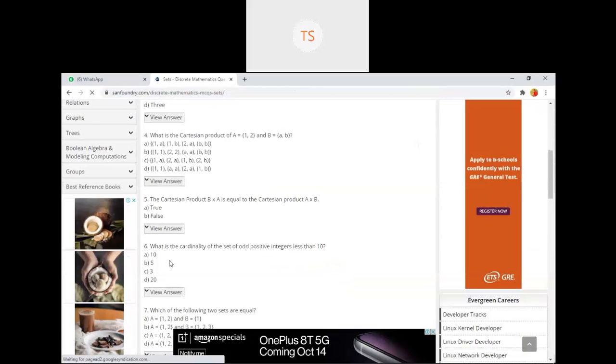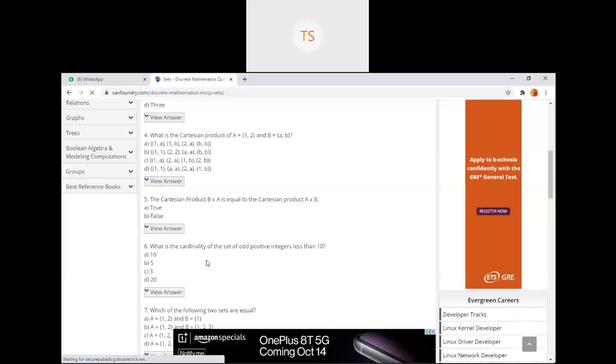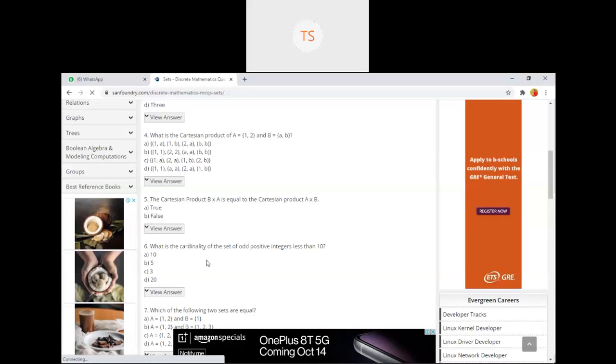Now question number 6. What is the cardinality of the set of odd positive integers less than 10? What do you mean by this word cardinality? It is the number of elements in the set. Actually, here it is asked what is the number of elements of the set of odd positive integers less than 10.